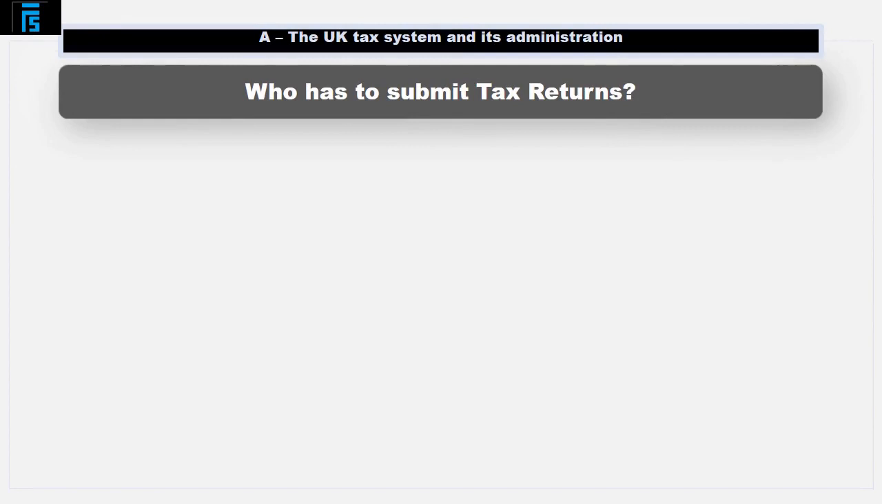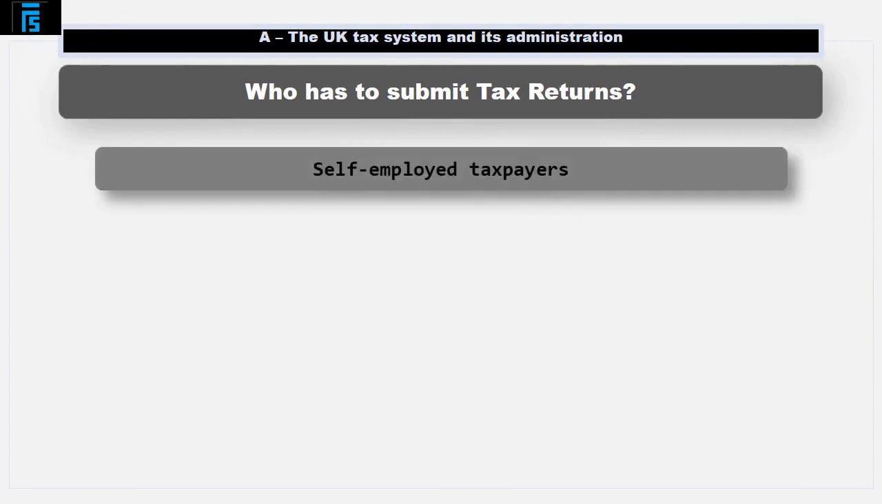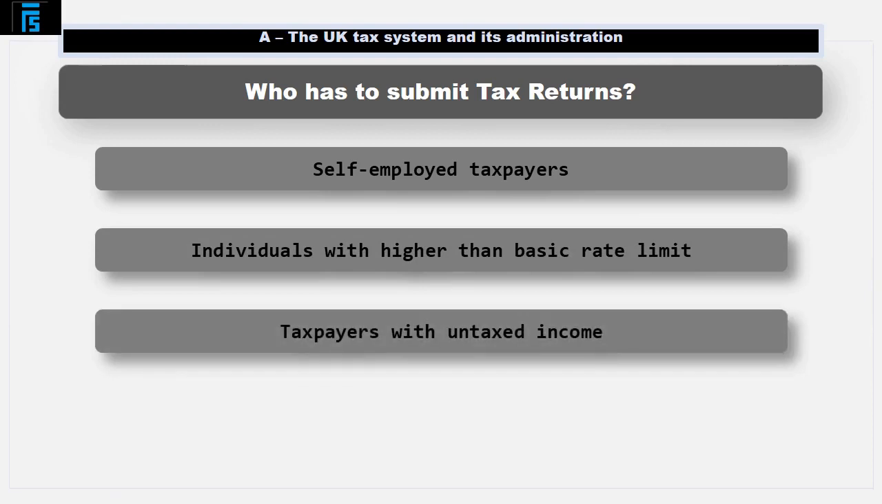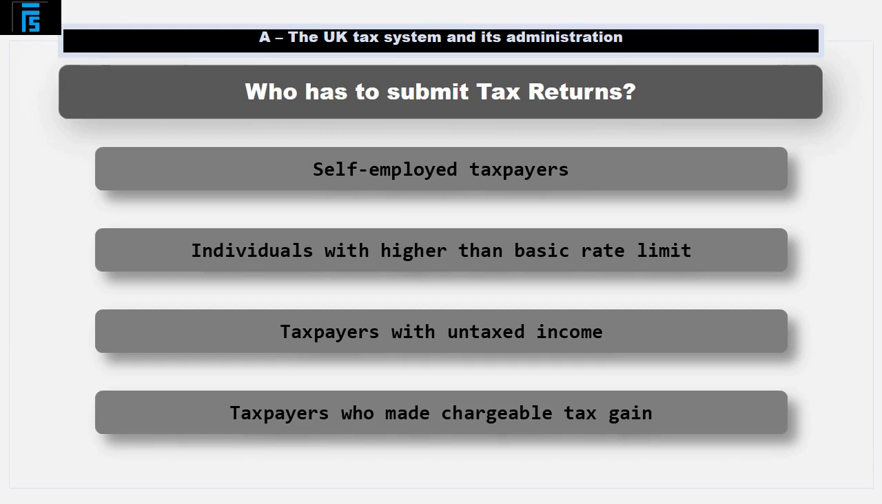Taxpayers who are self-employed must submit tax returns, as may individuals whose taxable income is above the basic rate limit and who therefore pay tax at the higher or additional rate. Taxpayers who have untaxed income, for example rent, also have to file tax returns. Finally, any taxpayer who has made a chargeable capital gain in the year also has a duty to submit a tax return.